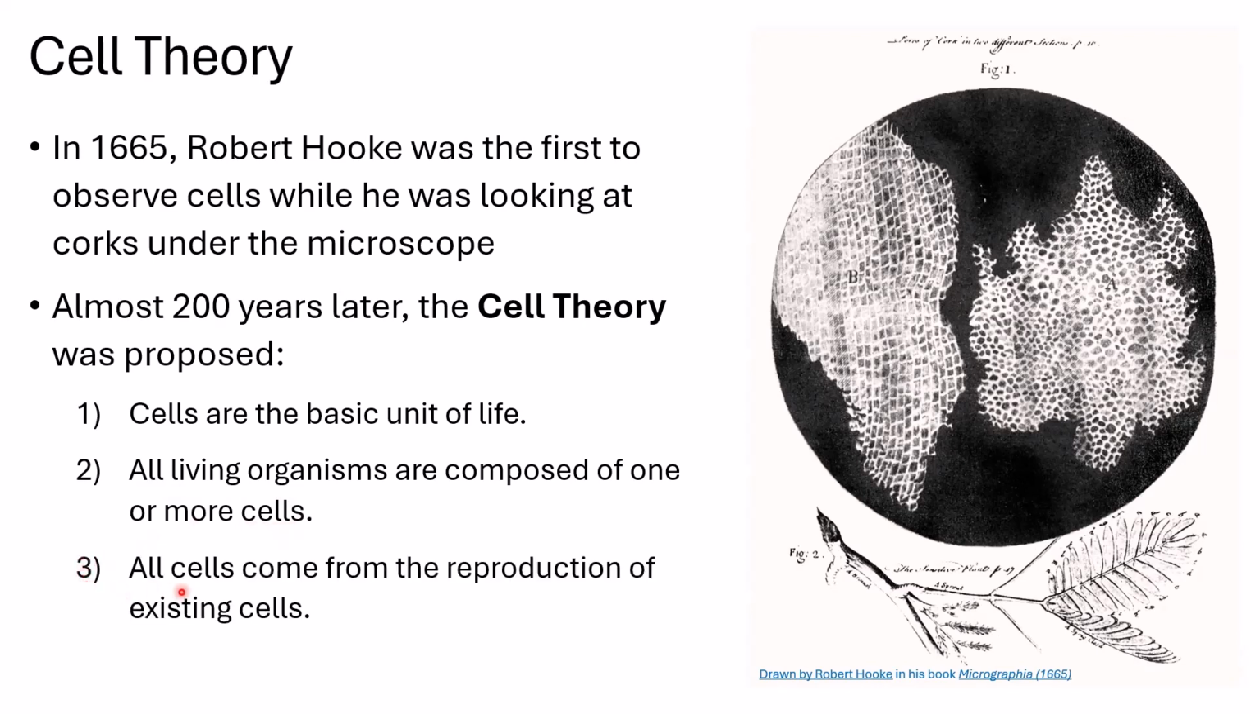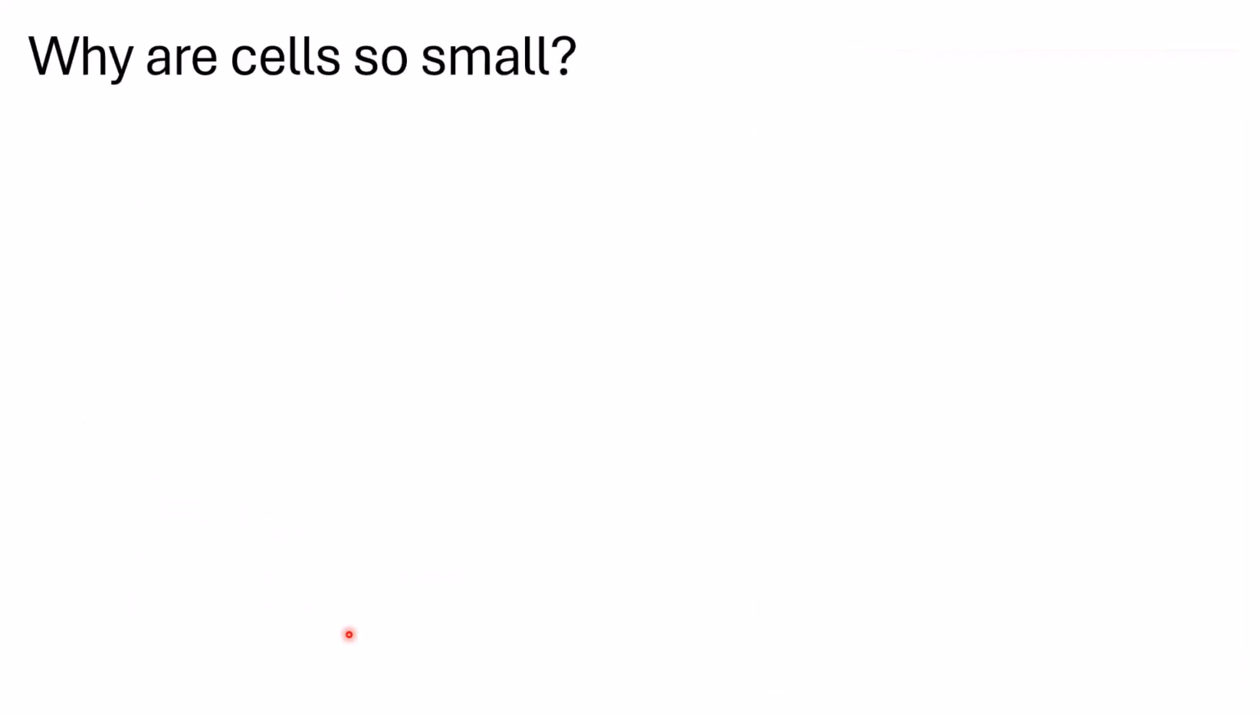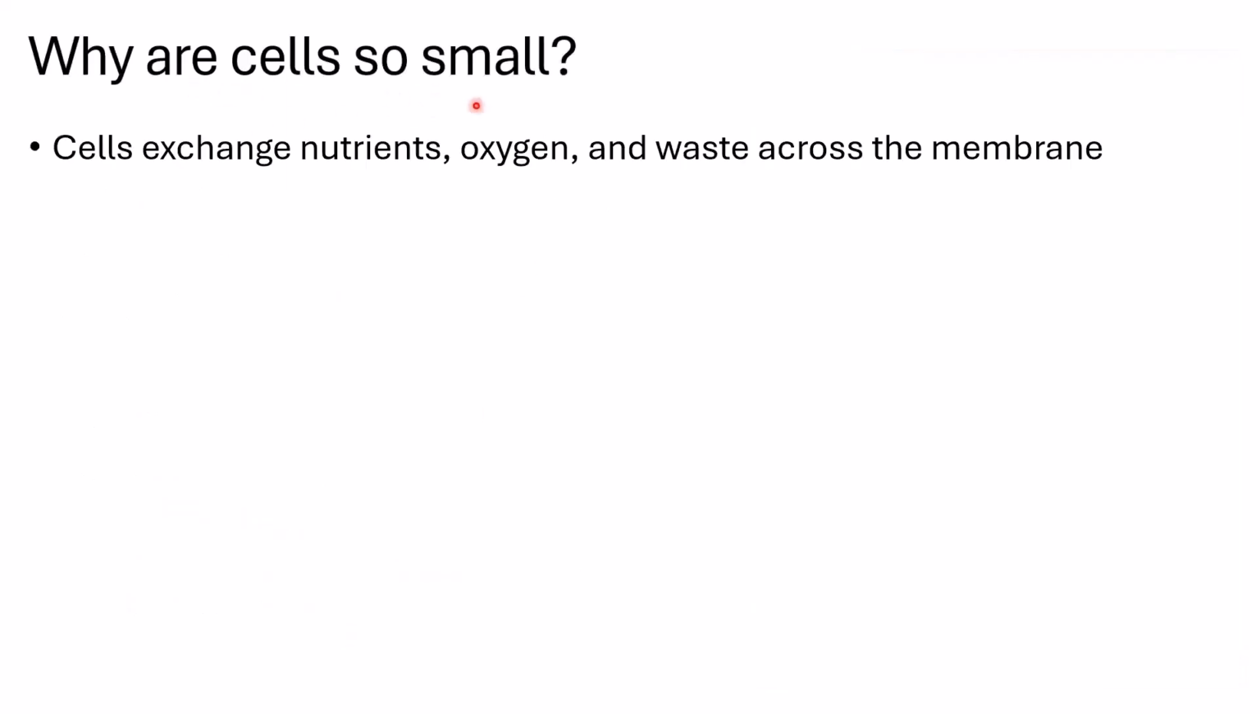3. All cells come from the reproduction of existing cells. While the first cell is thought to have formed spontaneously, all cells that have been observed have been derived from other existing cells. We will discuss cell reproduction further in a later lecture. Why are most cells small? It has to do with the ability of the cell to exchange nutrients, oxygen, and waste with its environment.